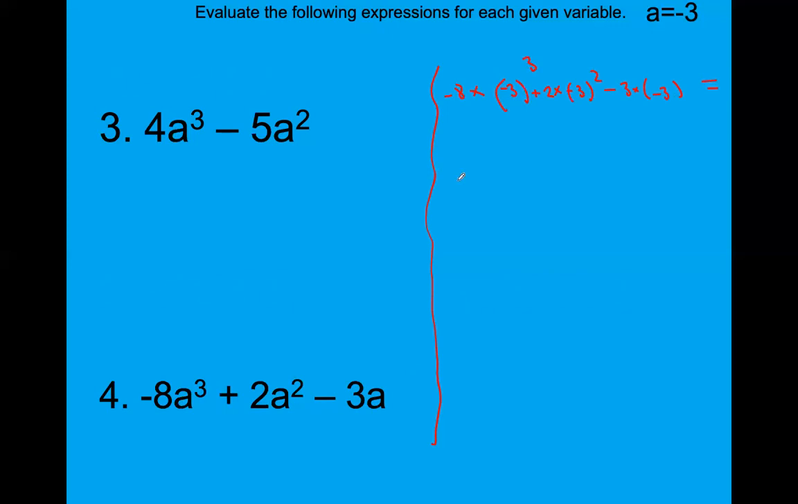I'm going to do the power here first. So I'm going to have minus 8 times, now minus 3 to the power of 3 is the same as minus 3 times minus 3 times minus 3. Remember, it is 3 negative numbers multiplying each other, so the answer is going to be negative. Minus 3 times minus 3 is 9, times minus 3 is minus 27. So minus 27. Now it's times minus 27. I'd like to put this negative number in brackets.